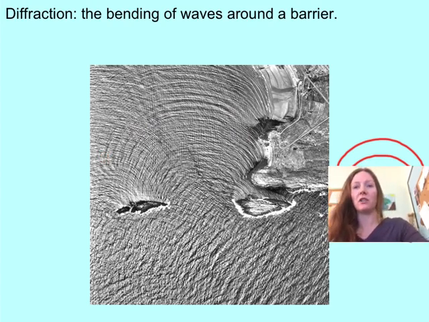We know that this occurs, for example, if you have someone, say, talking in another room and you can hear them through an open door. That's because the waves are diffracted as they come through the door and bend around instead of just heading in a straight line through there.